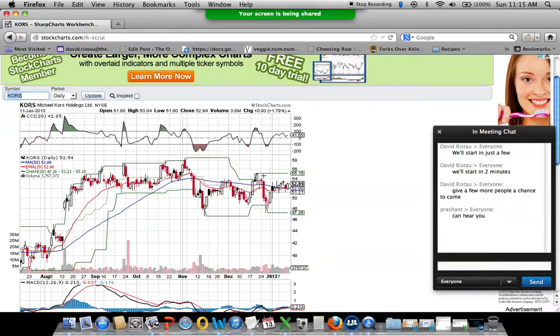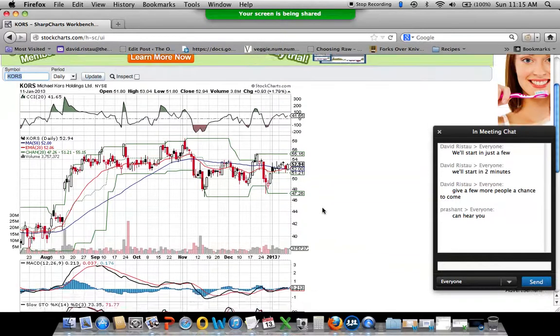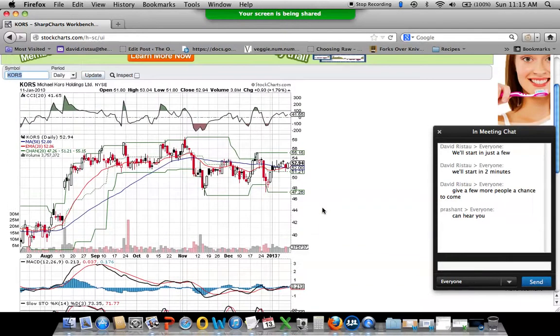Right now we have an upper price channel at 55.15. I've seen a lot of people saying Michael Kors is a breakout candidate at 55 maybe. That's a potential situation that could happen, and definitely something to watch for. But right now it's not approaching that. It's below the near top right here, and I would think it's not really a breakout stock right now.